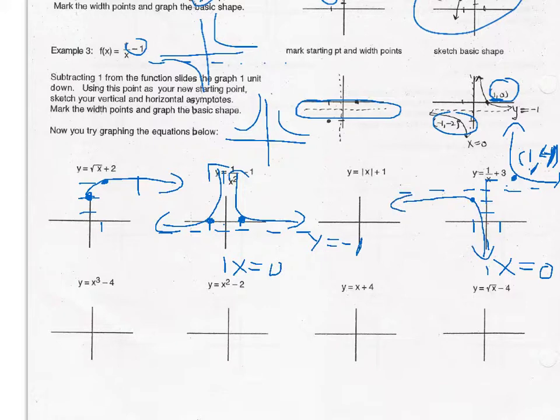All right, so if you have numbers that are added on and there's no parentheses with the x, like this, the +4, the -2, the -4, you're either moving it up or down. If you're adding or subtracting on the inside of the parentheses with x, then you move it left or right, which was on the first page of these notes.